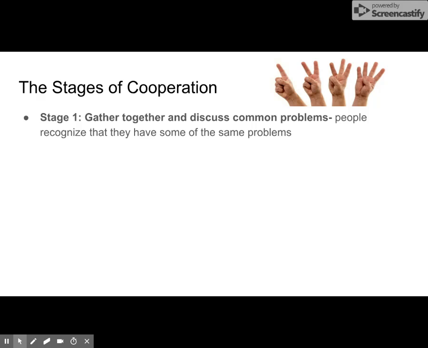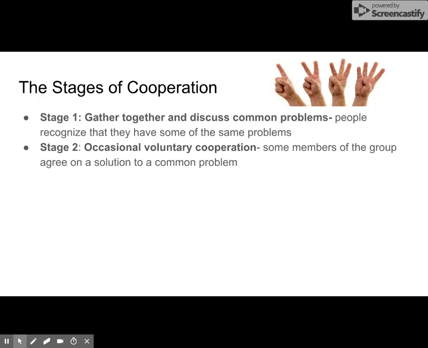People recognize that they have some of the same problems, and they get together and discuss them. People are not yet cooperating because they haven't agreed on a solution to try. They're just gathering together.